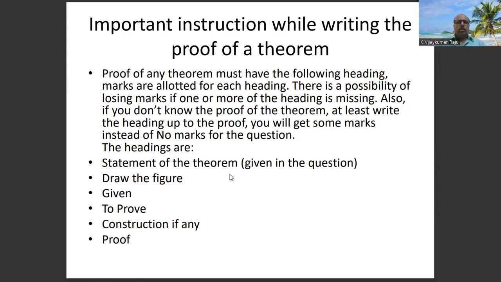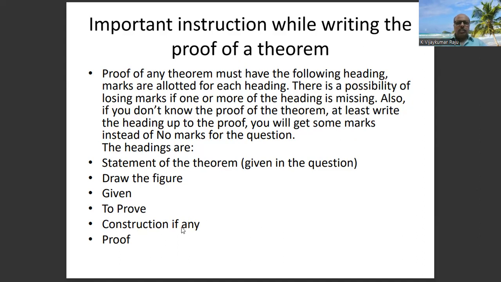Then draw the figure. You will have an idea of the figure, because for the Pythagoras theorem you should remember that it is always concerned with the right angle triangle. You draw a right angle triangle and keep it. Then given. Again, for the Pythagoras theorem, the right angle triangle must be given. So just write what is given. Given is a right angle triangle, right angled at B, or whichever side you expect. So that you can write. Then what you have to prove? Prove that hypotenuse square is equal to perpendicular square plus base square. So that also you can write.